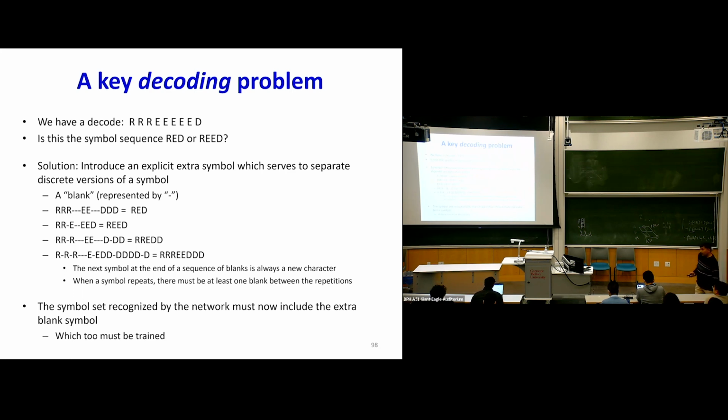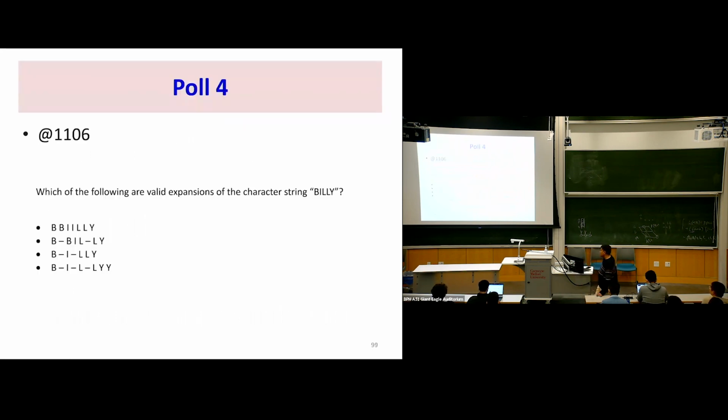That's going to be three R's, two E's, and three D's, right? So you get the idea of how this blank works. If it occurs somewhere, it separates the things to the side. Otherwise, things collapse, right? So here's a poem.